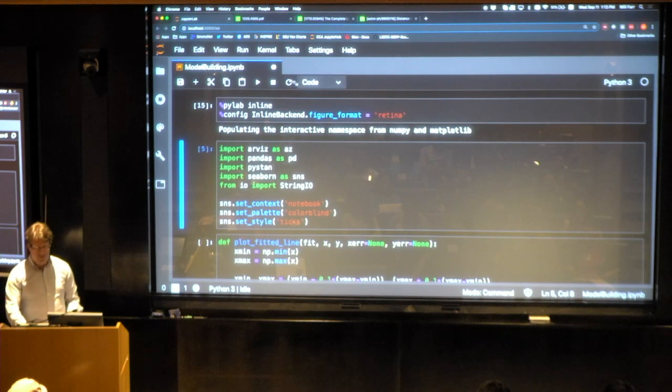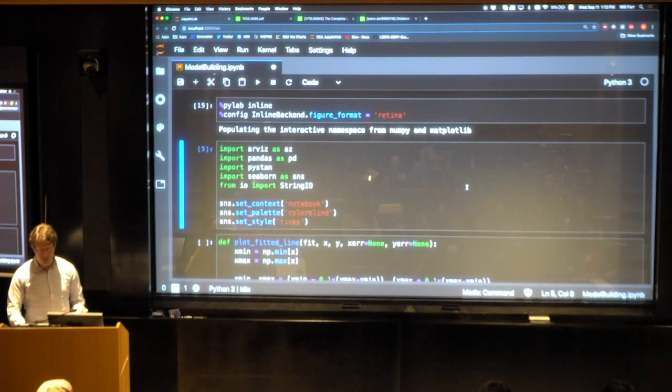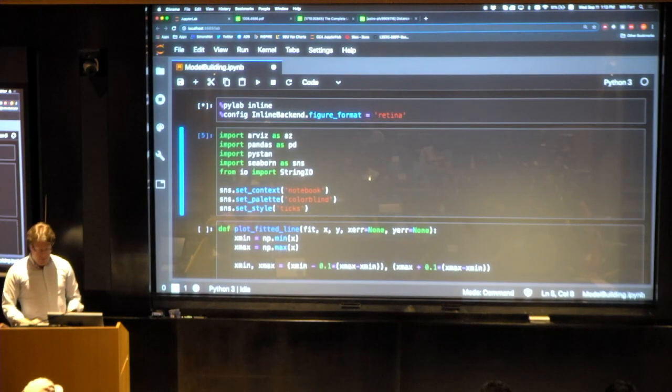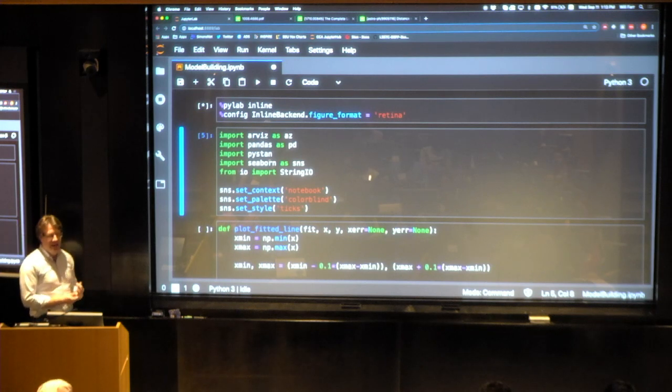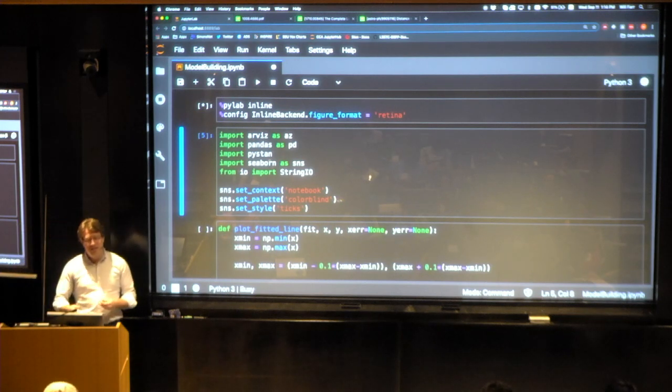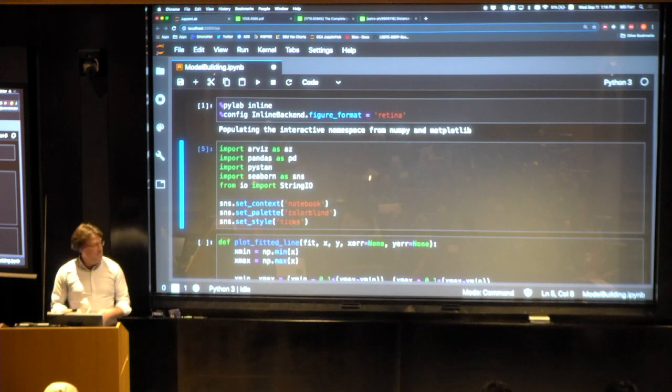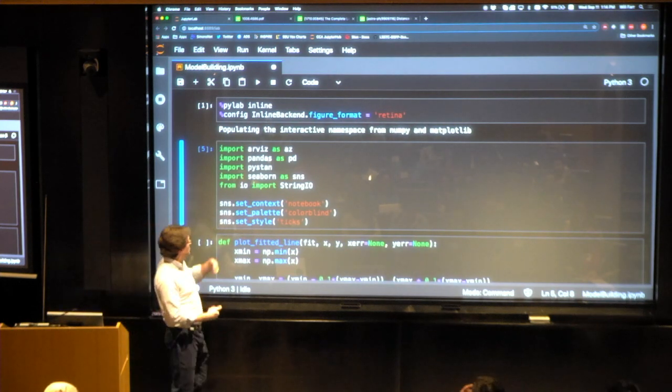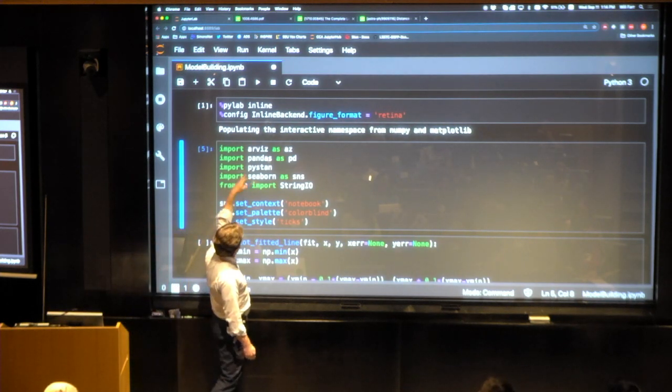Better restart. Let's make sure we've got a fresh notebook going here. It has some basic boilerplate that I put at the head of all my notebooks that makes the plots look pretty on my high-resolution monitor. And then it has some libraries. So let's start in the middle.